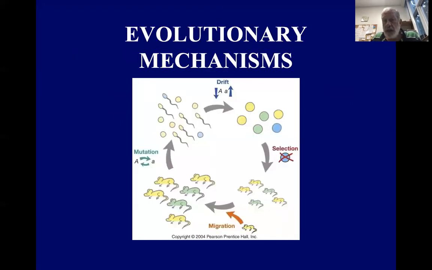So this shows our evolutionary mechanisms. We've got our gene pool there, drift acting on that, then selection acting against the blue zygotes. Then we've got gene flow migration coming in, and then of course mutations working as well.